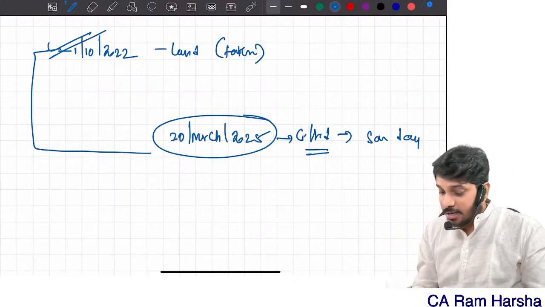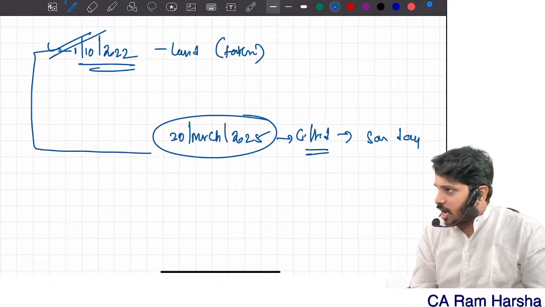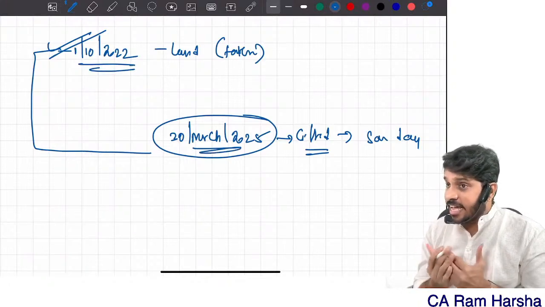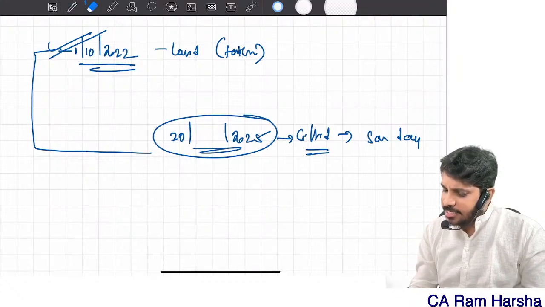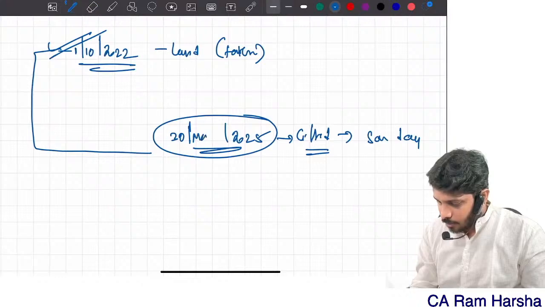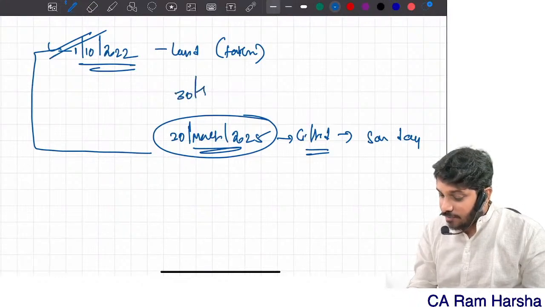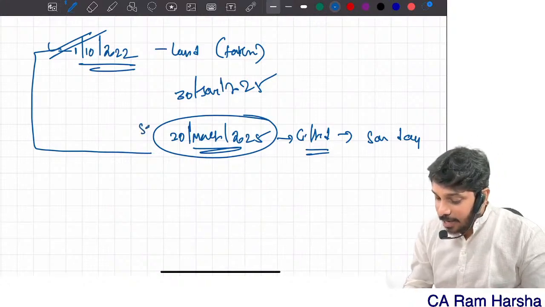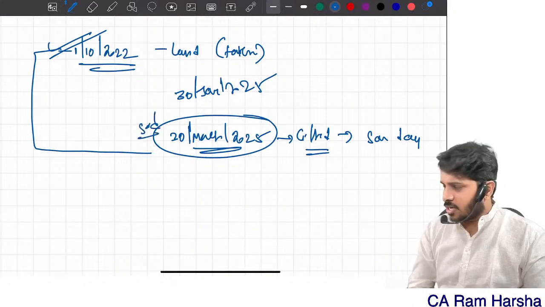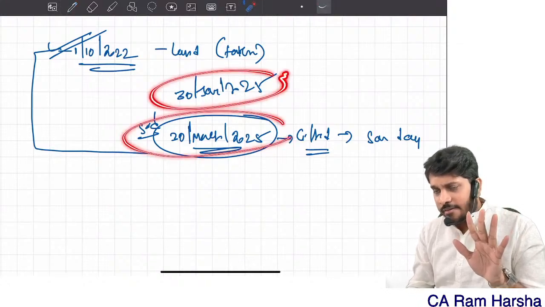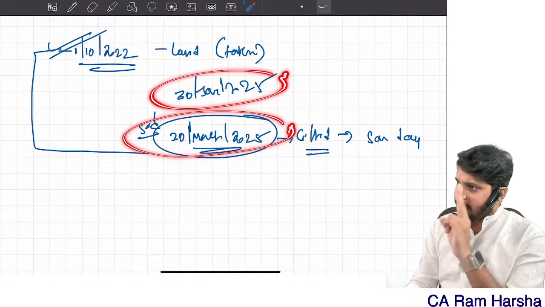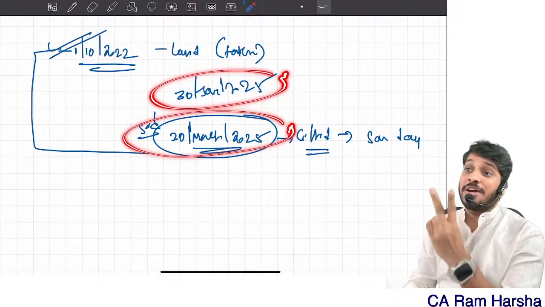Are you getting it? Now, he purchased on 1st October 2022, and I inherited it on 30th January, let us assume, and I sold it on 30th March. Generally, period of holding means what? When I got the asset, 30th January, and when I sold it, 30th March. The holding period is 2 months, since it is less than 24 months.